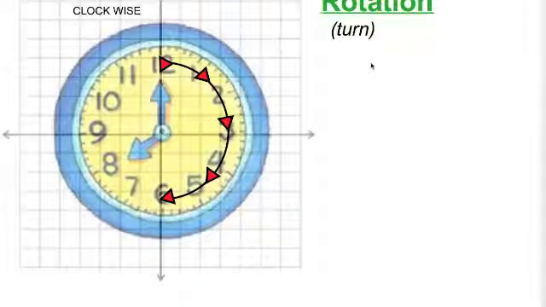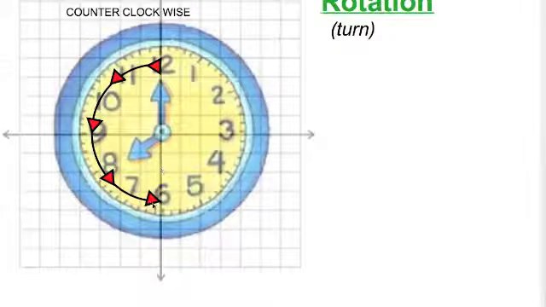Rotations occur in two different ways. When we rotate, we want to turn an object. You can turn it clockwise around the center point, or you can rotate it counterclockwise around that same point.